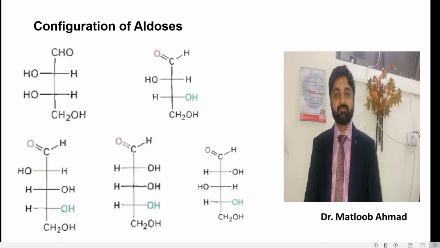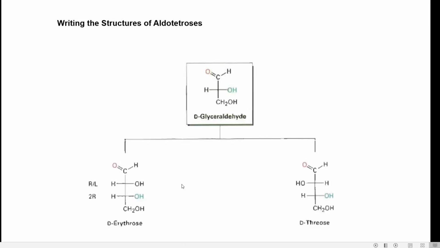These are the structures of various aldoses. Before this, we have already studied the RS configuration of all these molecules. In today's lecture, we are going to learn the way to write the structures of aldoses. So here we have to remember the structure of glyceraldehyde, which is the simplest sugar. We have started from D-glyceraldehyde.